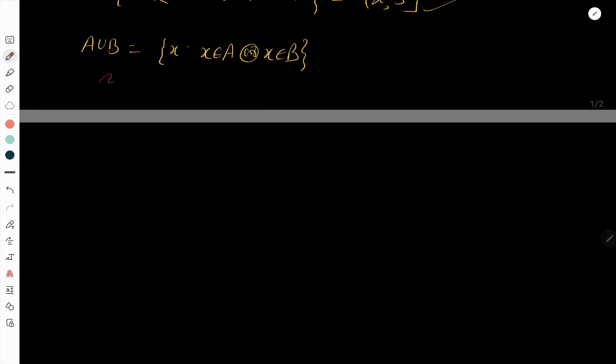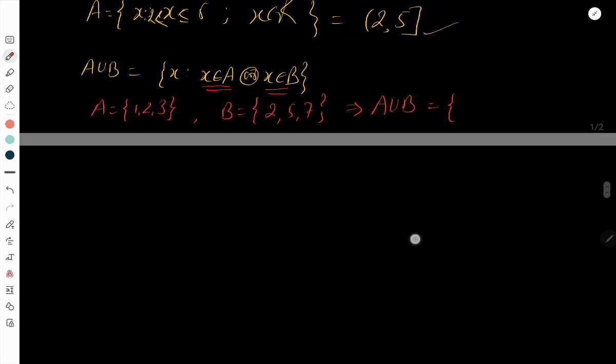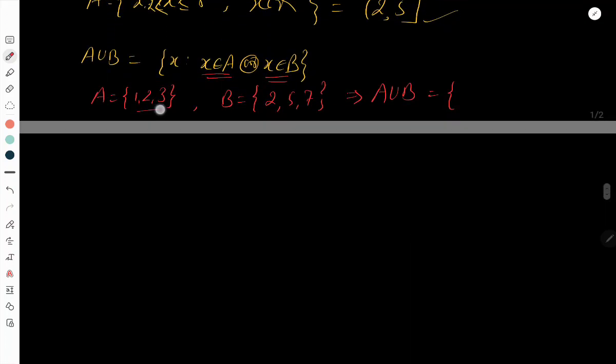What is the meaning? Let's say I am taking a set A as 1, 2, 3. B I am taking as the set 2, 5, 7. Then A union B will be what? It is saying the set of all elements either in A or in B. Or means you have to write the elements of both. Now, you know in a set the same element you don't have to write two times. Only one time you have to write.